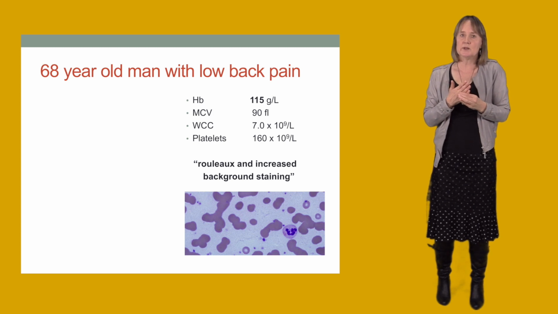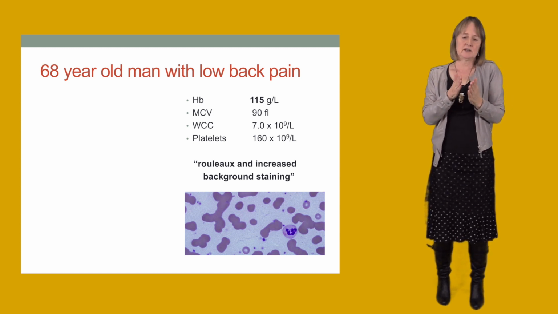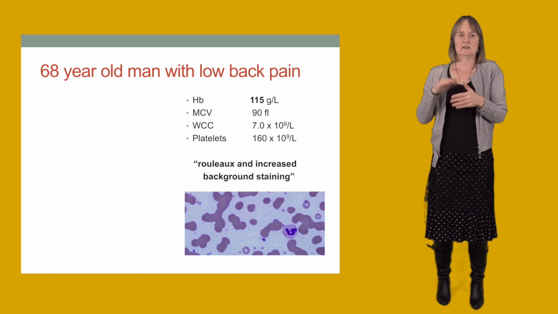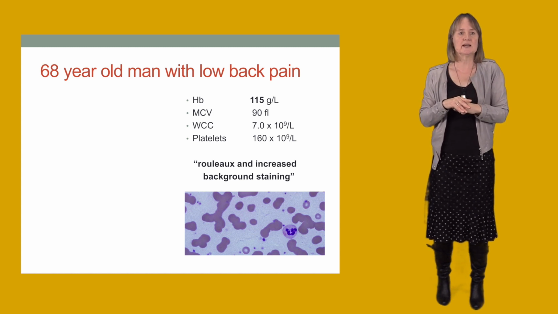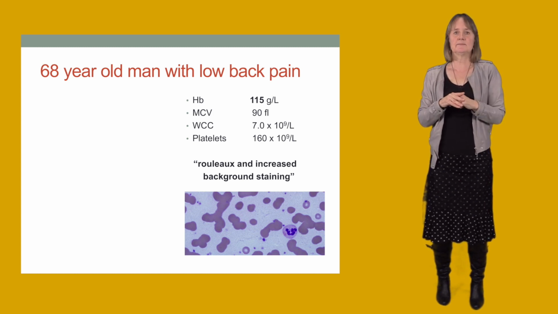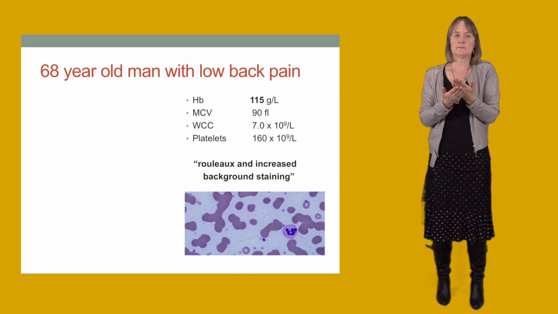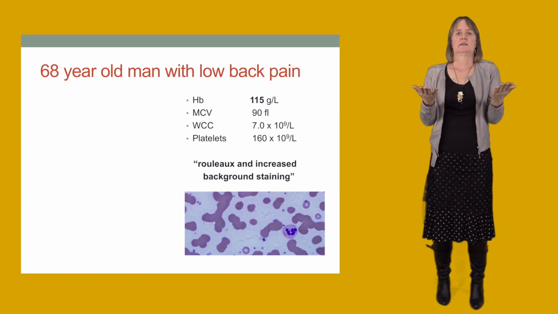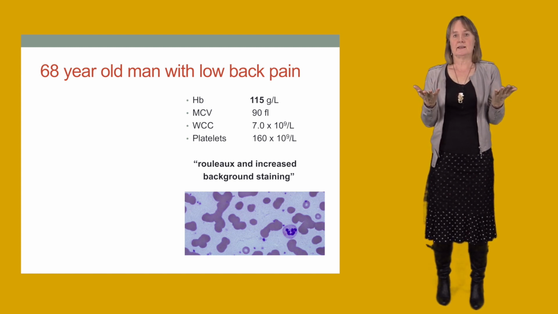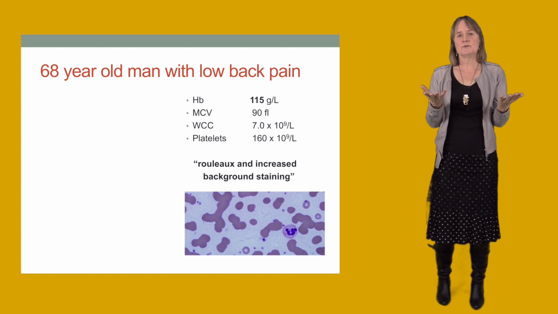So when we say rouleau, what we mean is the red cells are stacked up together in a line, and hopefully you can see that on this picture here. And the increased background staining means that between the cells, the stain is very blue, which means that there's a lot of protein there. And really both of these things are reflections of a high globulin level.